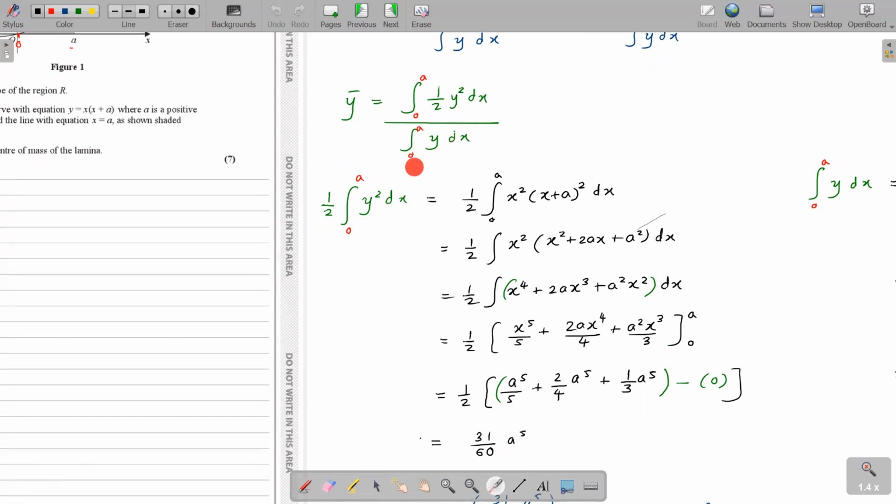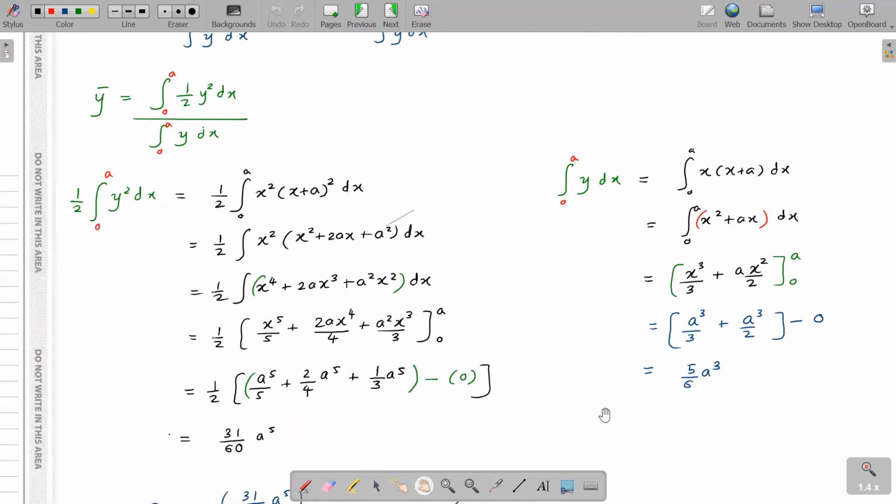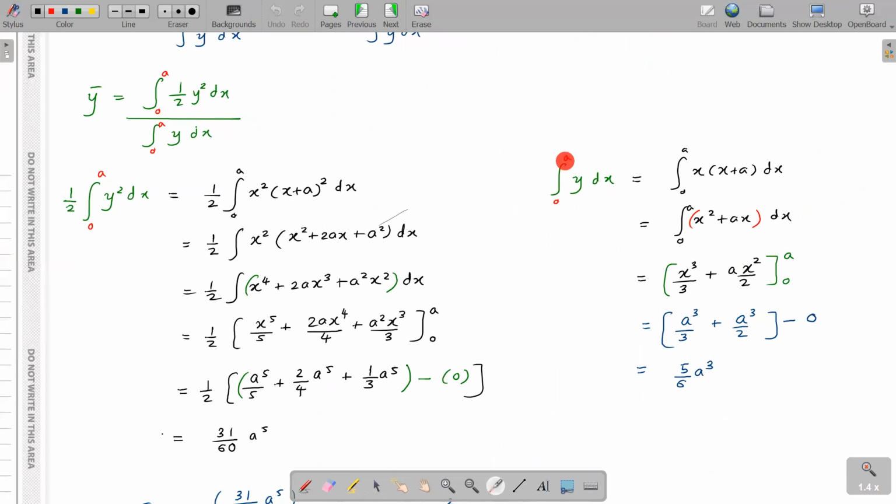So I also have to get the denominator of y bar, right guys? So integration of y dx. So the limit from 0 to a, and y is x times x plus a. And then you can directly expand the brackets, x square plus ax, that's the expansion, and then you integrate. When you integrate, it's x cube over 3 plus a is a constant, x integration is x square over 2, right guys? And then you input the limit.